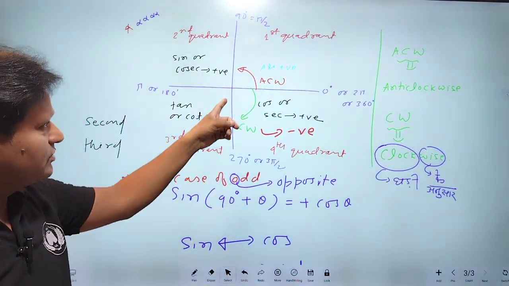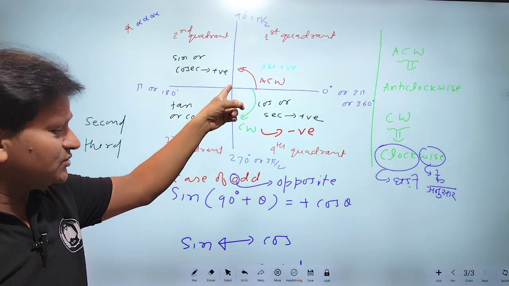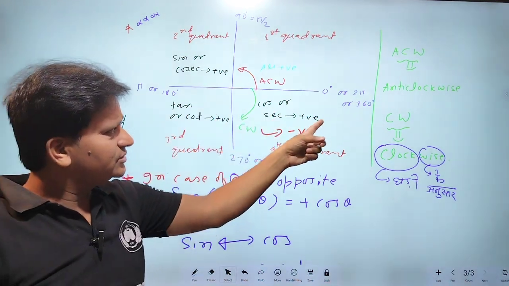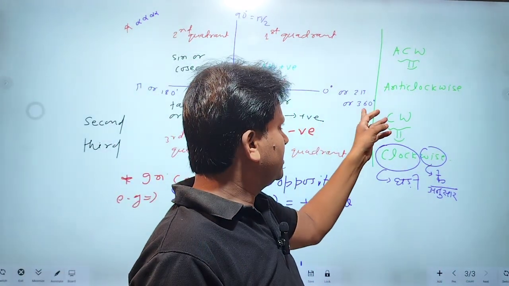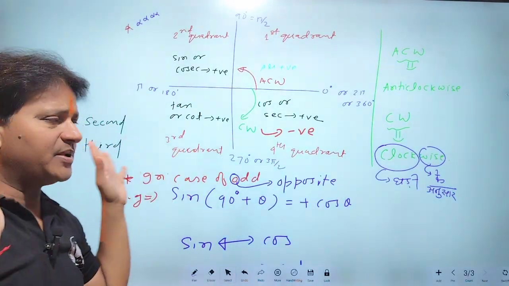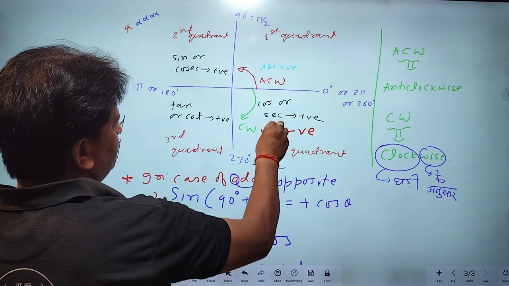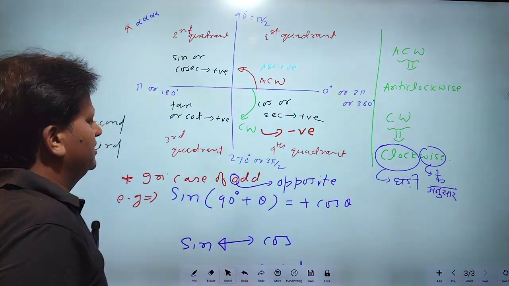Total angle around this point will be equal to 360 degree. It will be also equal to 2 pi. Okay? This quadrant is third quadrant and this quadrant is fourth quadrant.